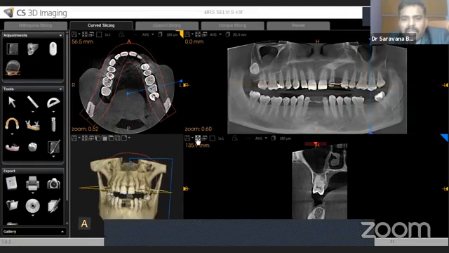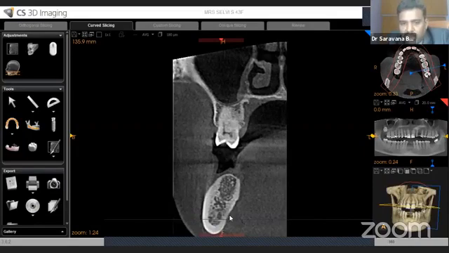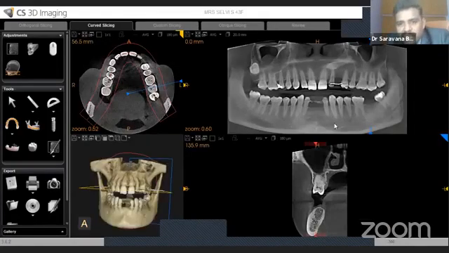Okay, now I just maximize this cross sectional slice. This is the buccal cortical plate. This one is the lingual cortical plate. Can you notice the round structure here? This is the inferior alveolar canal. We can mark the inferior alveolar canal from the cross sectional slices also.